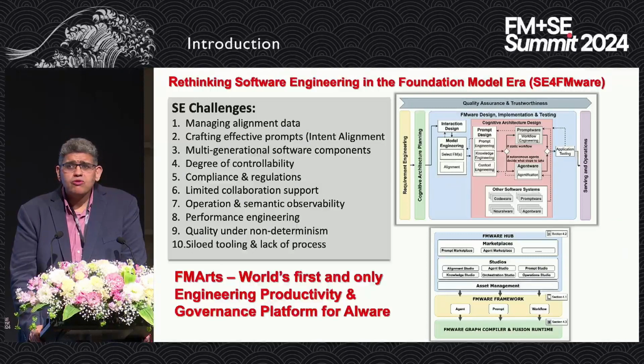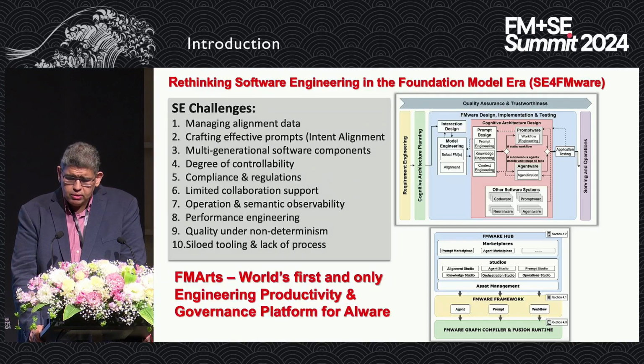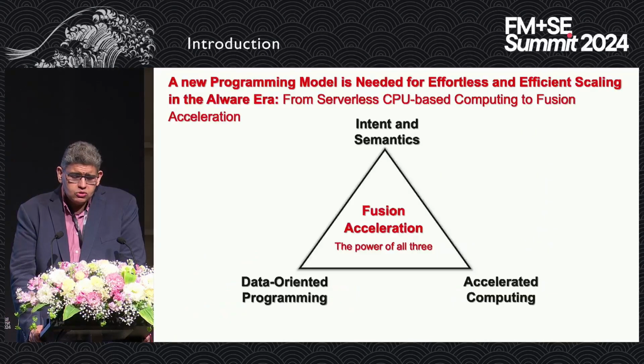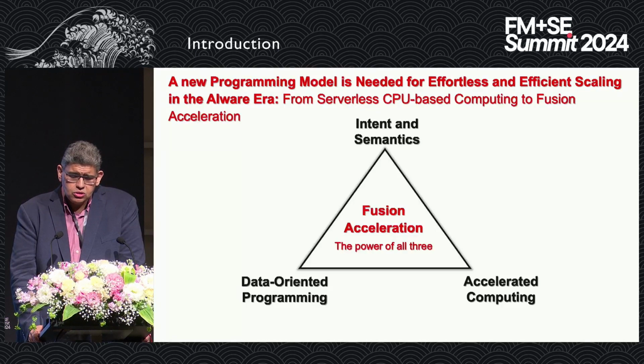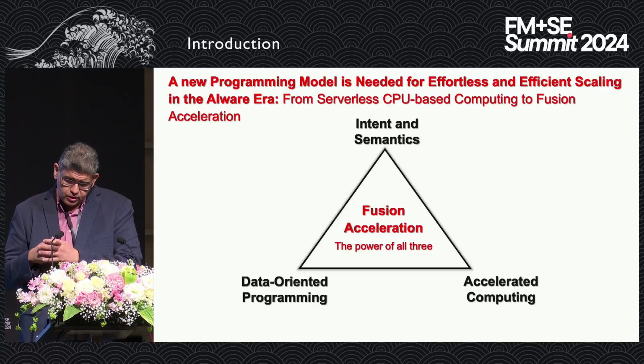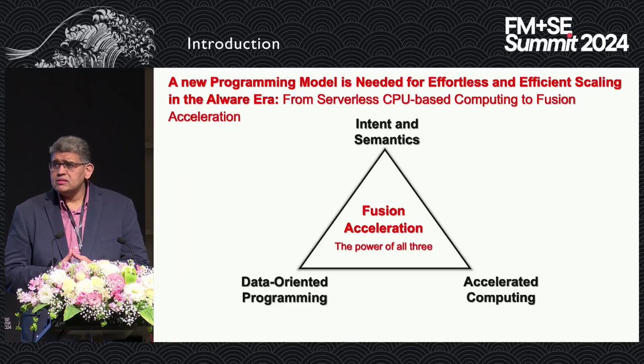On my side, my team is really trying to rethink what the top 10 challenges are when it comes to developing these types of software systems, and how we can develop the next GitHub 2.0, or we think 4.0, for these types of systems. What are the challenges around them? In addition to that, we're recognizing that this idea of serverless computing, which is only CPU based, is no longer going to work. We need to think of this idea of fusion acceleration. So you need to think of accelerated computing. This is a lot of accelerators and clusters. We need to think of data-oriented programming, and also the importance of intent and semantics.